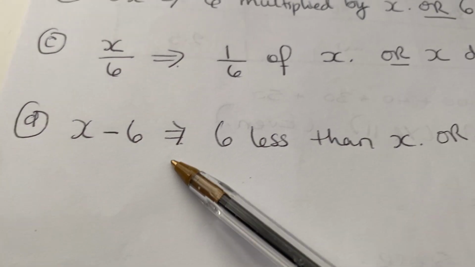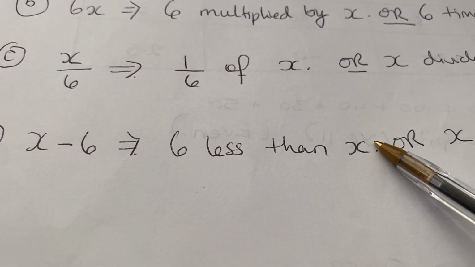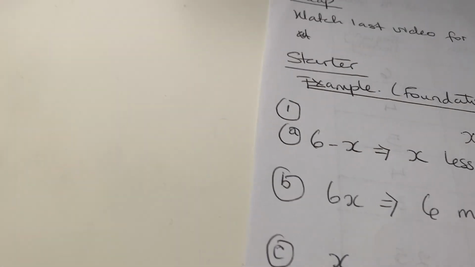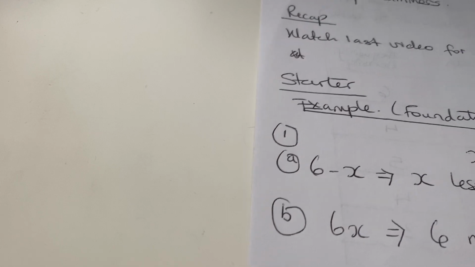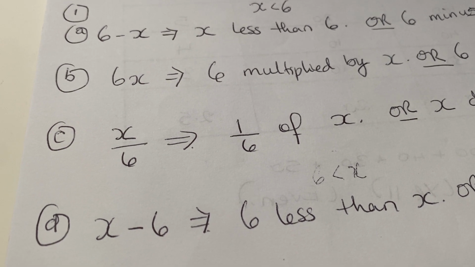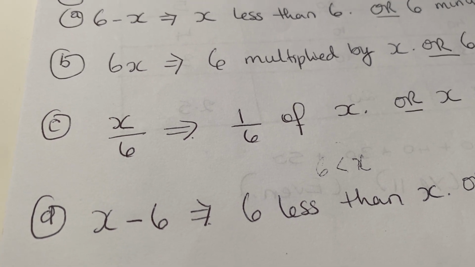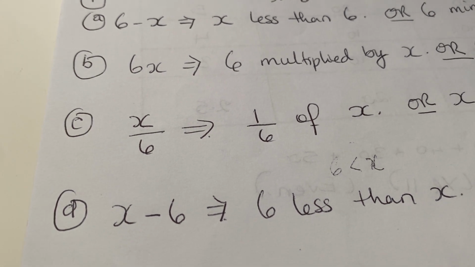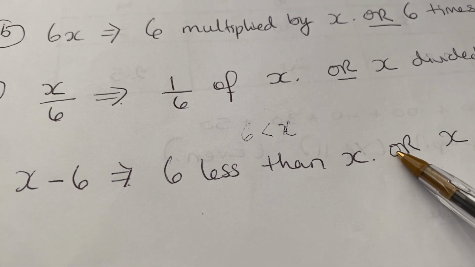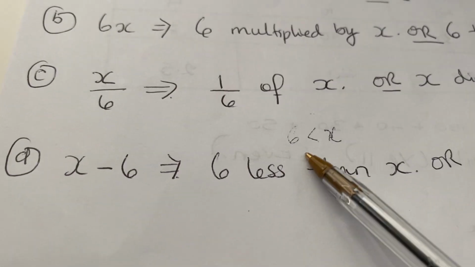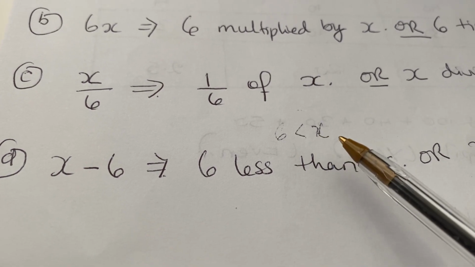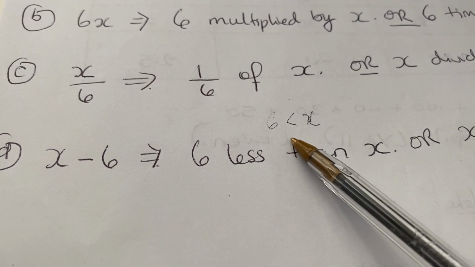x minus 6. So this will be 6 less than x. If you take 6 from x, then you have 6 less than x. And then when you swap it around, x is greater than 6. So think about it. Because x is greater than 6, you can subtract 6 from x. So it's either 6 less than x or 6 minus x. Or 6 greater, because if you flip it around, then it will be x greater than 6.